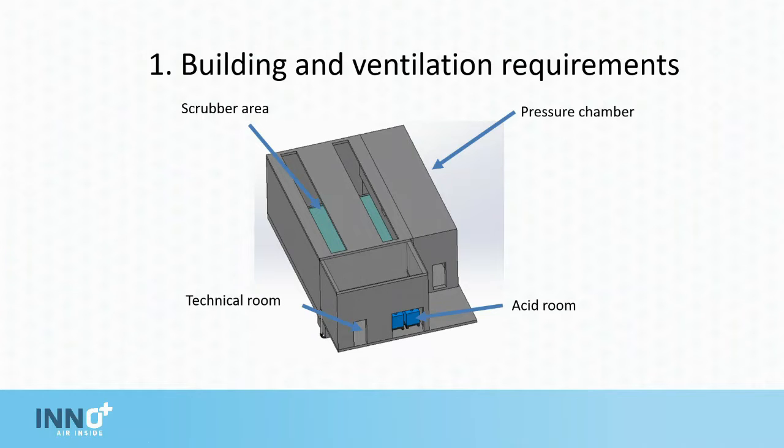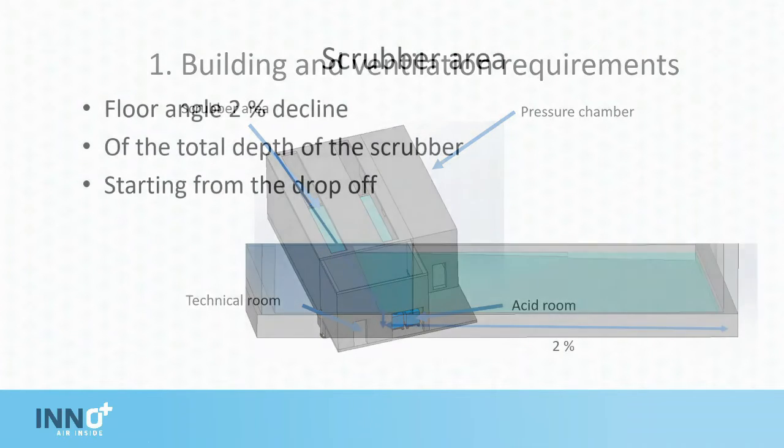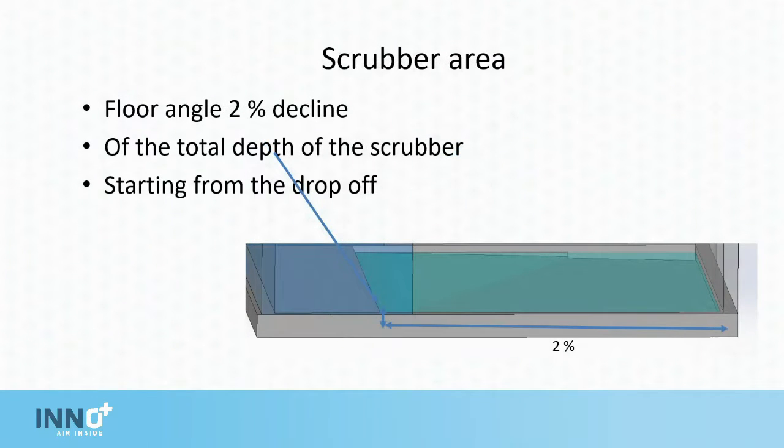Now let's have a look at the scrubber area. This is the area where the tables will stand, with the packaging material on top of them, and above the packaging material there will be the sprinkling lines. Starting from the drop-off, there should be a 2% decline along the total depth of the scrubber.